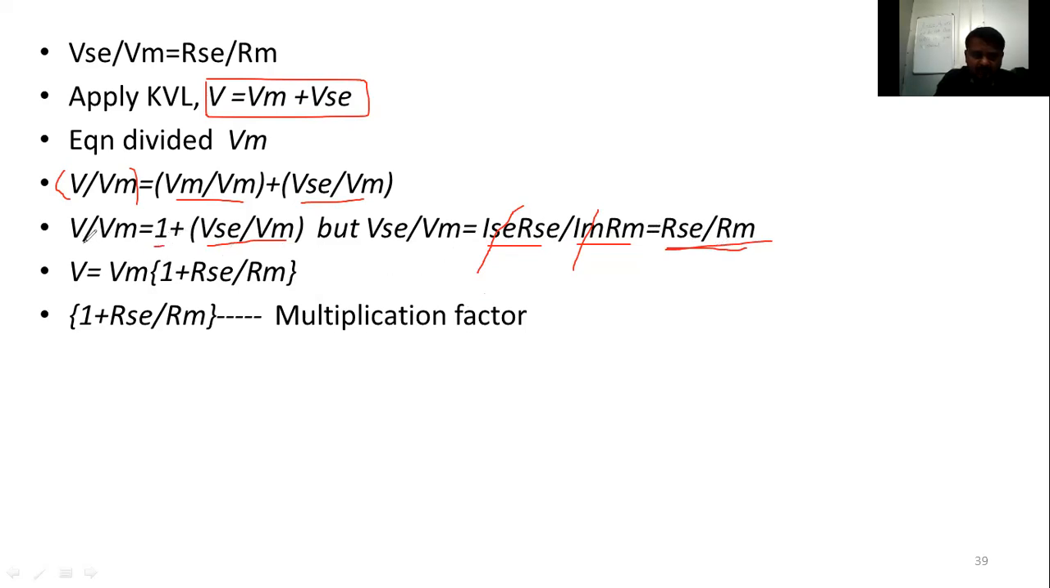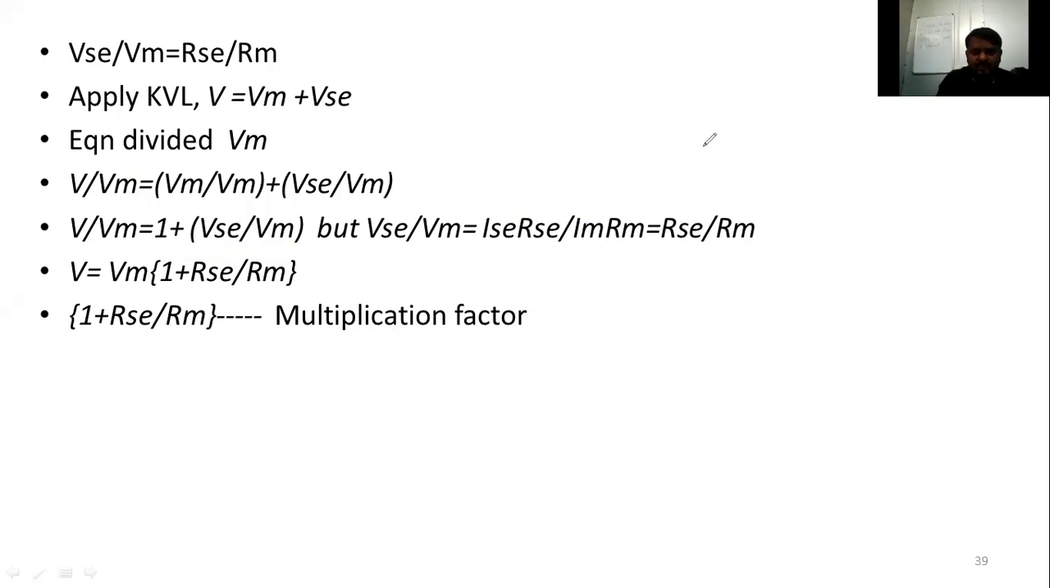Now, sending the Vm to the RHS, it will become V equal to Vm into 1 plus RSC by Rm here. Now, this complete term acts as the multiplication factor for the measurement of voltage here now. Is it clear?